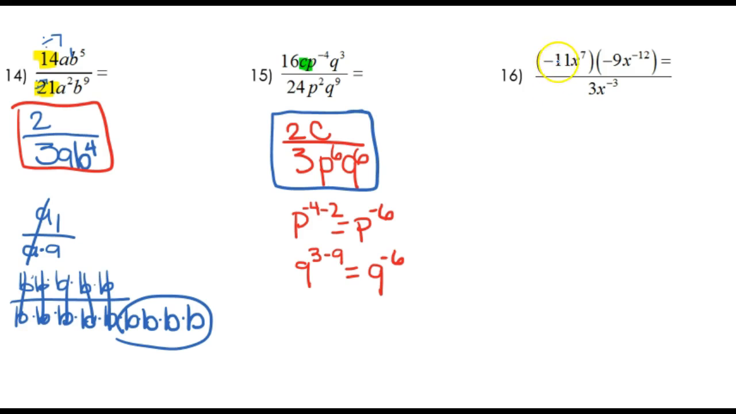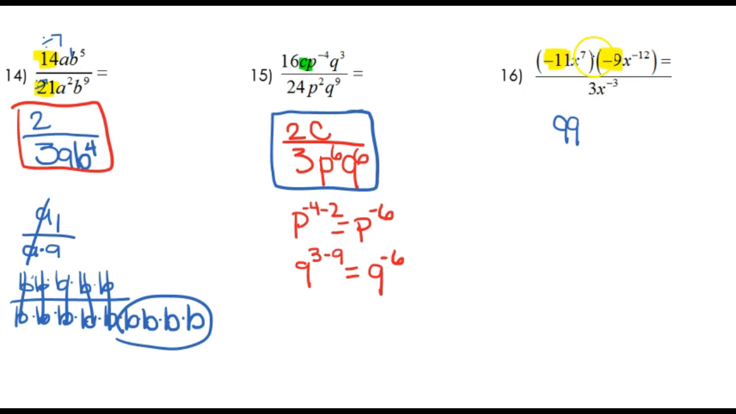Next one, negative 11x to the 7th times negative 9x to the negative 12th divided by 3x to the negative 3rd. So I want to deal with the numerator first here, and I'm going to start with my negative 11 times my negative 9. Negative 11 times negative 9 gives me a positive 99. I have x to the 7th times x to the negative 12th.